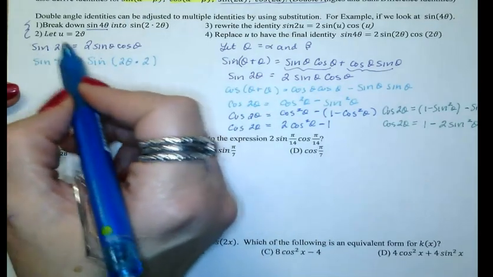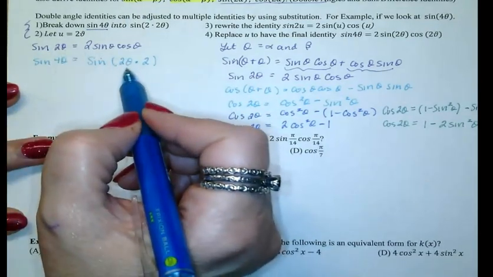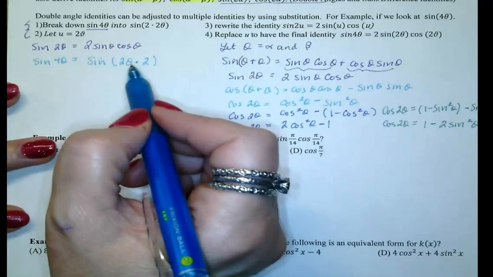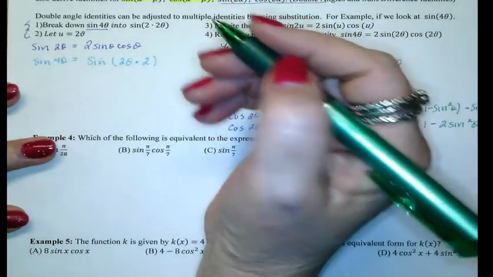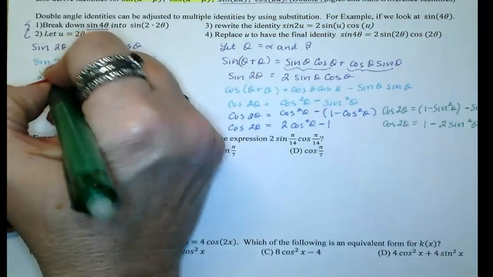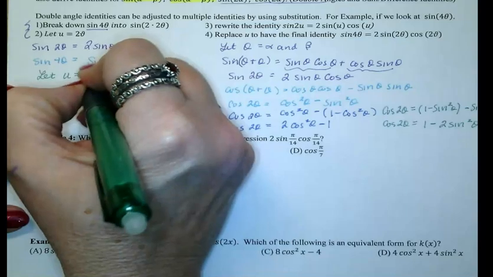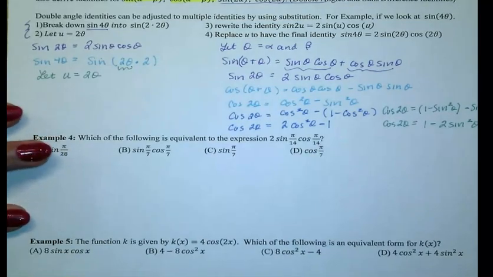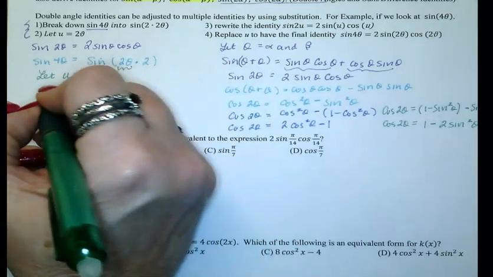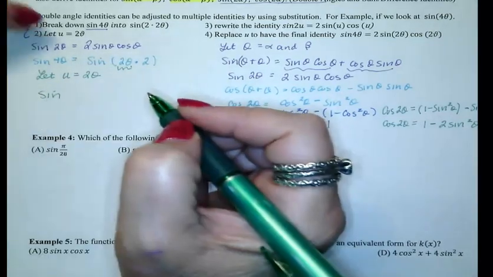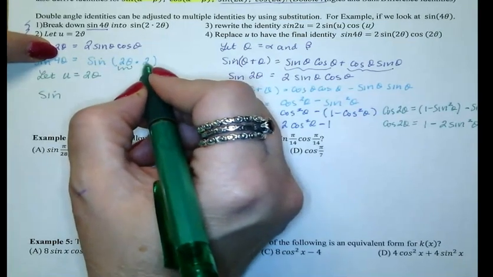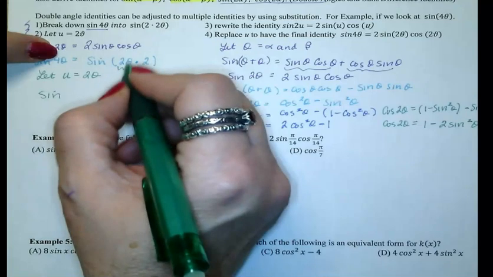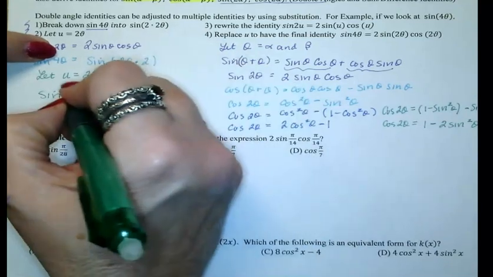Because this rule is in terms of 2 theta, I want to be able to convert this using that fact of 2 theta. So what we're going to do right now is we're going to let u equal 2 theta. So this piece right here is going to be my u. And so when I rewrite this then, I'm going to have sine, and over here, we broke this up into 2 theta times 2. So this is going to be my u times 2.